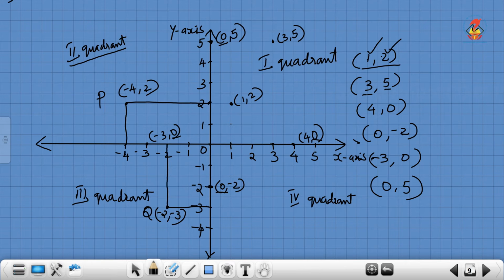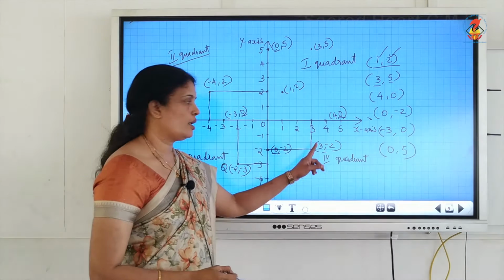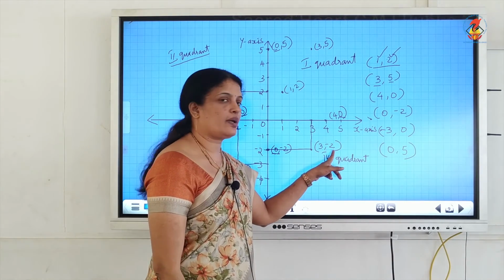Now the fourth quadrant, this point. Start from 3, just draw a perpendicular line to the x axis and a perpendicular line to the y axis. That means 3, negative 2. In the fourth quadrant, the x coordinate is always positive and the y coordinate is negative.